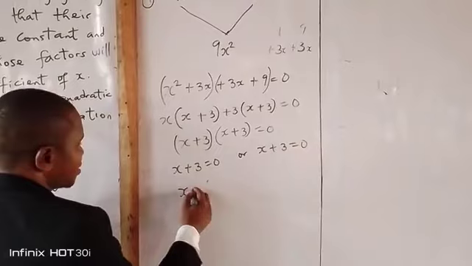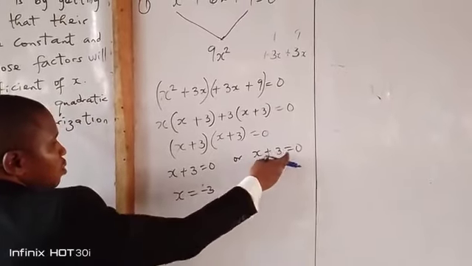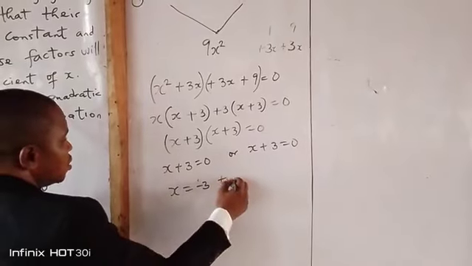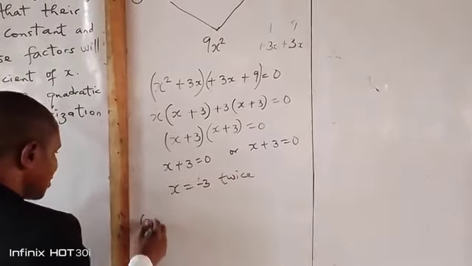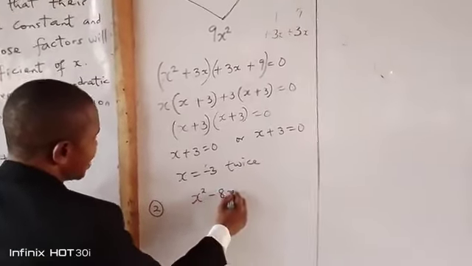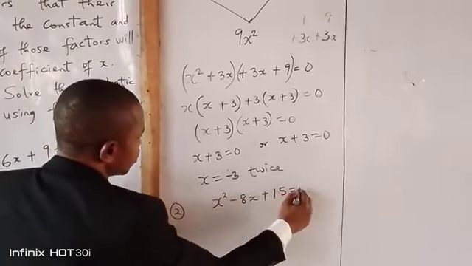So you have x is equals to minus 3, and it's the same answer that you have here. So you only write x is equals to minus 3 twice. The second question, you have x squared minus 8x plus 15 is equals to 0.